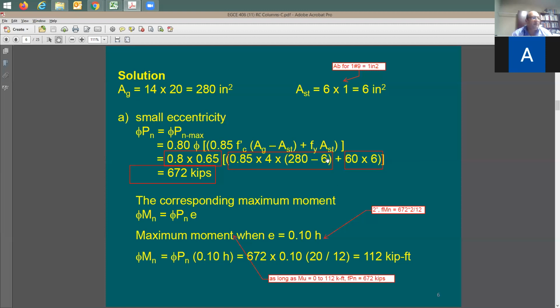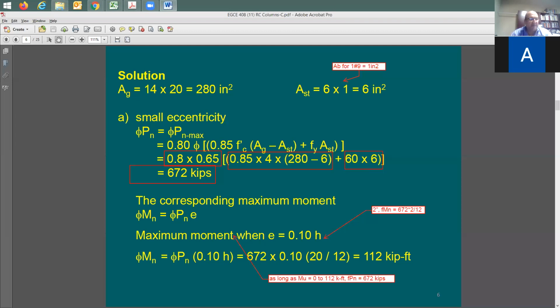This term here is to account for the concrete contribution in strength. As it says here, 0.85 f'c, and then times Ag subtracting As. Now this is going to be the steel contribution, the vertical rebar, so it's going to be 60 fy multiplied by 6 square inches. With this, I have a total of 672. So this 672 represents the axial load that this column is going to be able to support in case you have no moment at all, or you have a small moment of a small eccentricity.